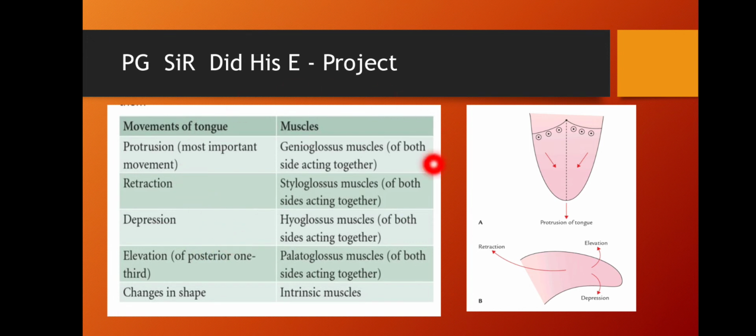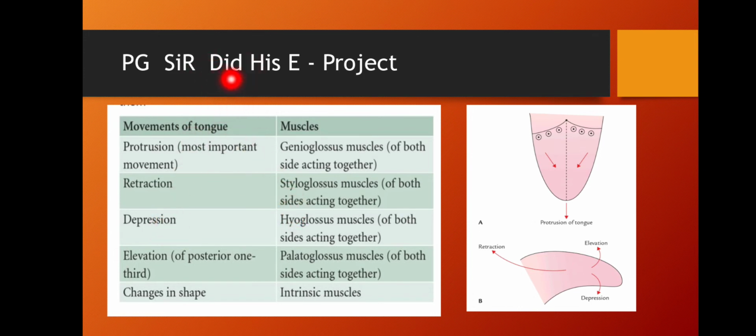So how to remember these movements? Mnemonic: PG sir did his E project. P, protrusion. G, genioglossus. S, styloglossus. R, retraction. So styloglossus is doing the retraction. Next, D, depression. H, hyoglossus.